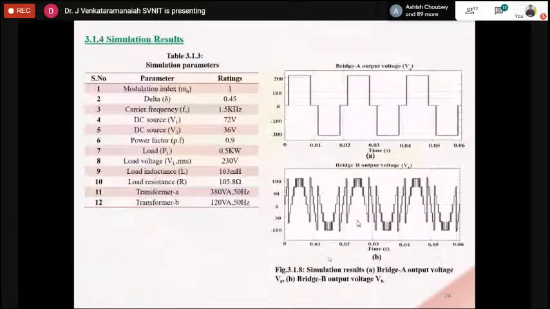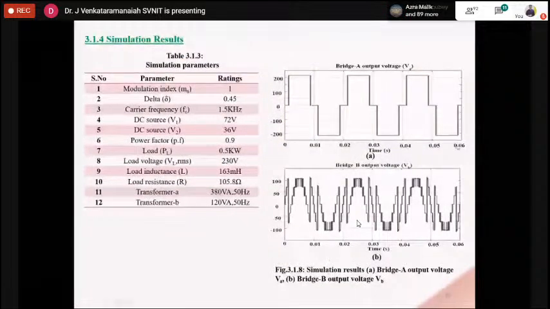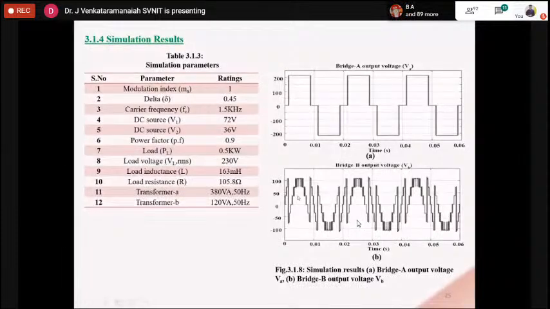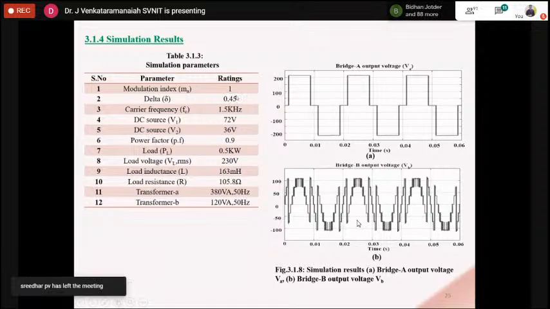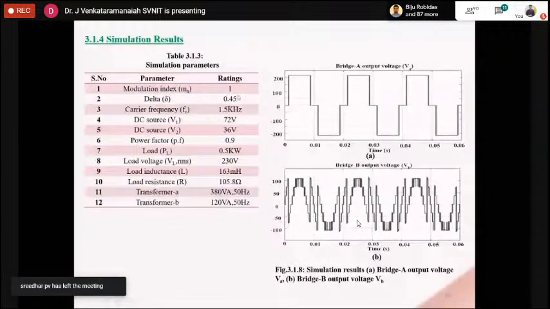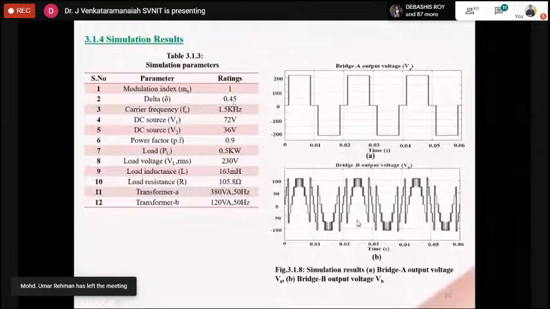So when we do the simulation for the same configuration, bridge A output voltage is like this, and bridge B output voltage like this. If you see here, it is like a PWM output waveform. It is a quasi-square waveform, and these figures are for the simulation parameters of modulation index 1 and delta 0.45. We can do the complete delta values for the same configuration, but we already discussed that 0.45 is the efficient one. That's why we assume 0.45 for the further analysis.